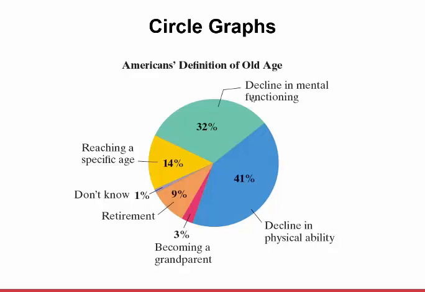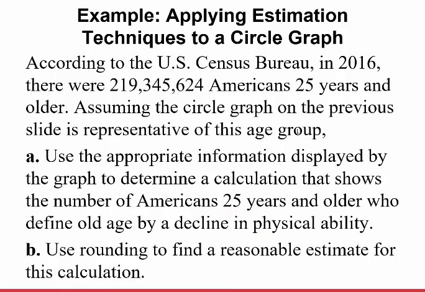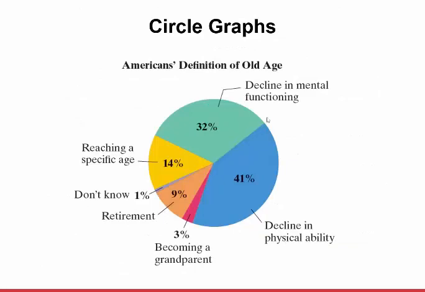32% of Americans say it's the decline in mental function. 41% say it's the decline in physical ability. 3% call it becoming a parent. 9% call it retirement. 1% say I don't know when it begins, and 14% say old age begins when you reach a specific age. If you were to quickly add this up, 32%, 41%, 3%, 9%, 1%, 14%, these all sum to 100%. So the circle represents 100% of the responses. Keep these numbers in mind.